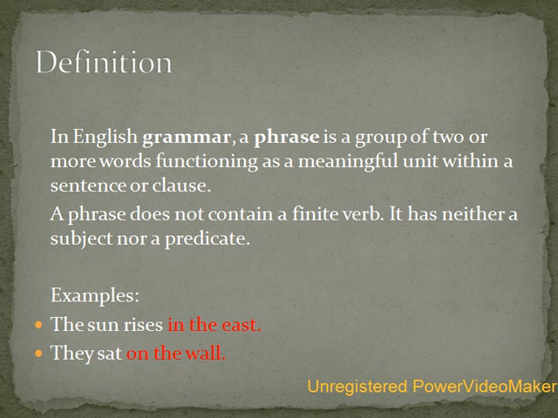So you all must be wondering what are finite verbs. Basically, in English grammar, a finite verb is a form of a verb that shows agreement with the subject and is marked for tense. Finite verbs are sometimes called main verbs.